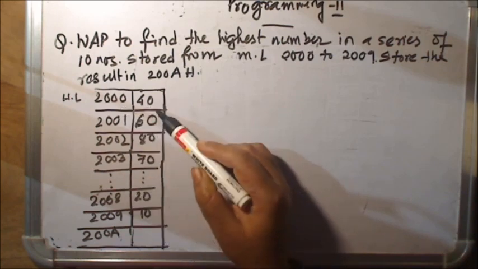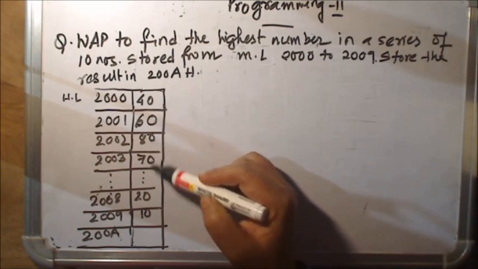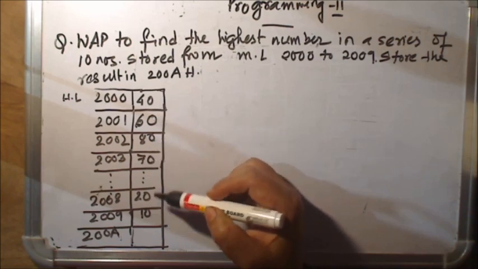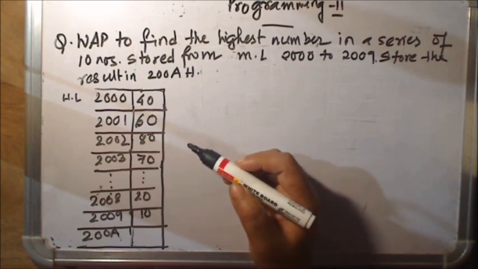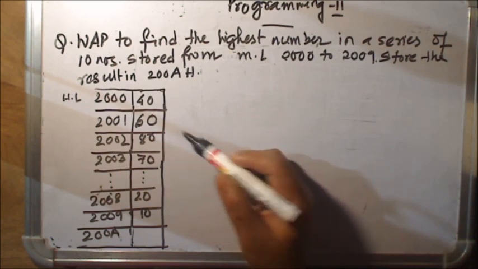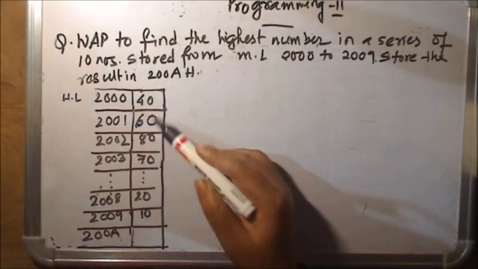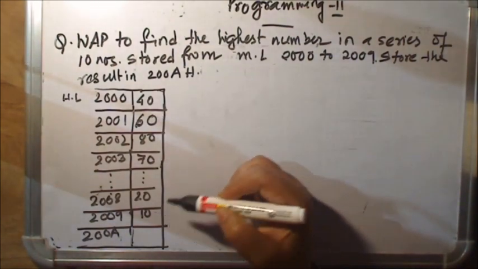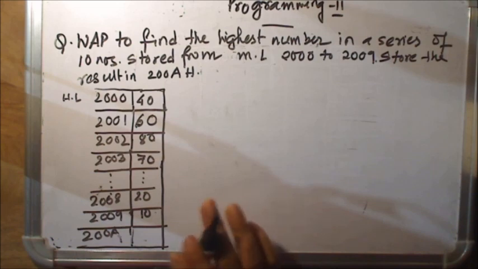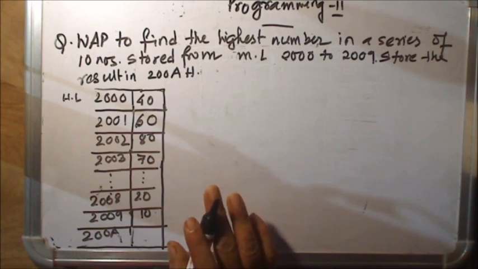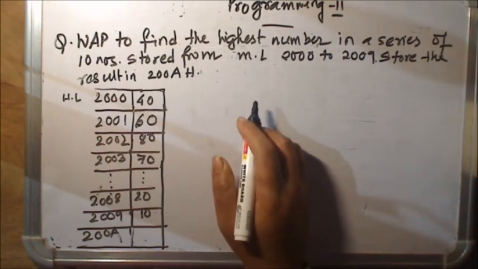See here, I've taken some numbers: 40, 60, 80, 70, 20, 10. These are random numbers I've taken; you can take any other numbers also. Among these 10 numbers from 2000 to 2009, you have to find the highest number and store it in memory location 200A. So this is your question. Are you clear on the question? Okay, so let's proceed.